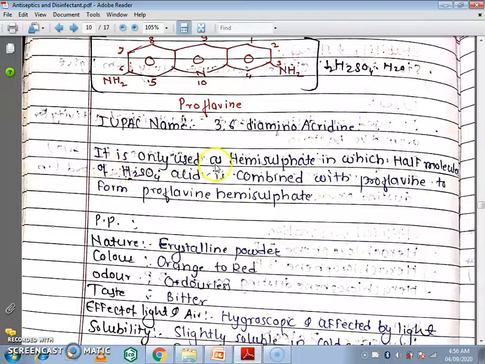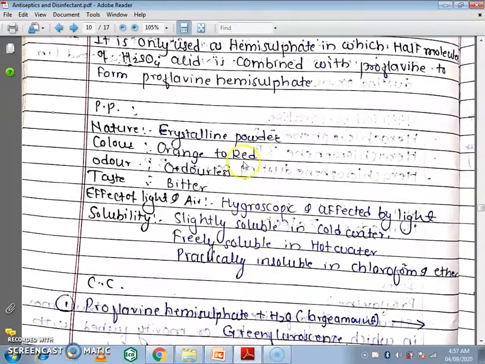It is only used as a hemisulfate, in which half a molecule of H2SO4 acid is combined with proflavin to form proflavin hemisulfate. This complete structure name is proflavin hemisulfate. Sulfate means the acidic molecule, that is H2SO4, and this is half, so it is called a hemisulfate, that is proflavin hemisulfate.